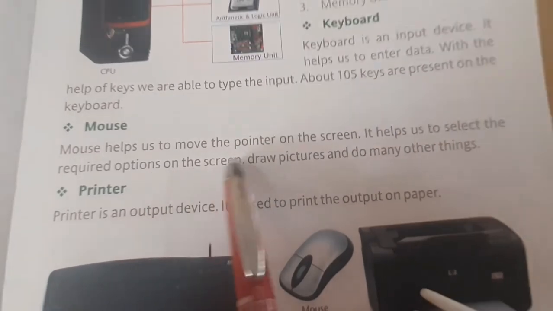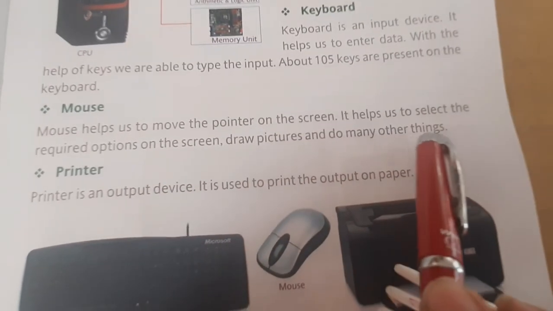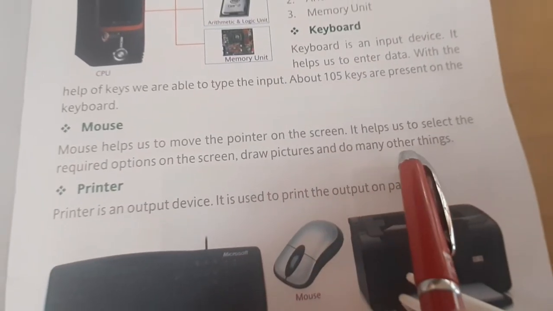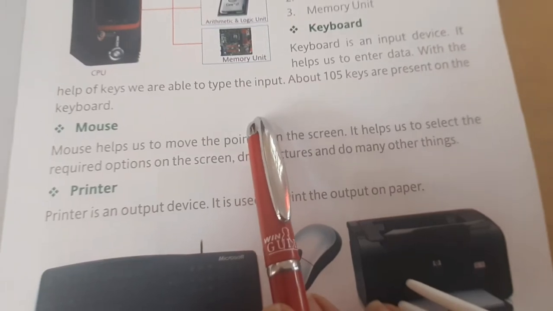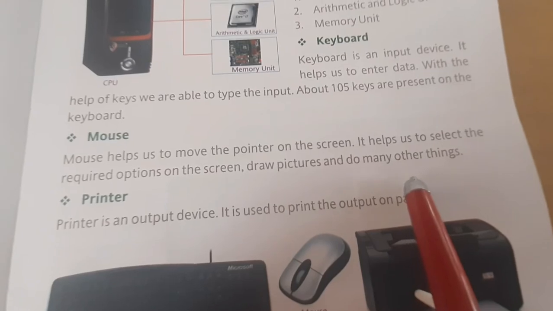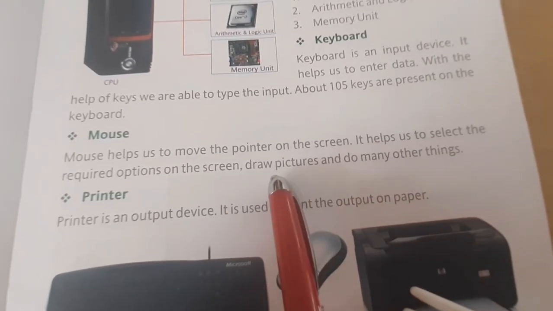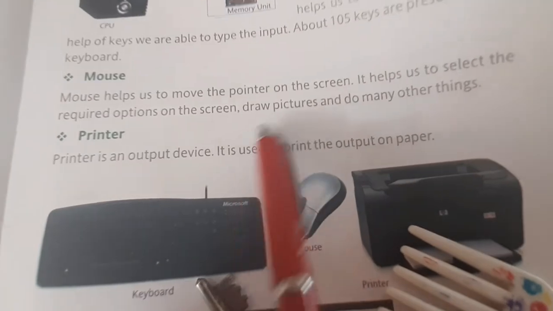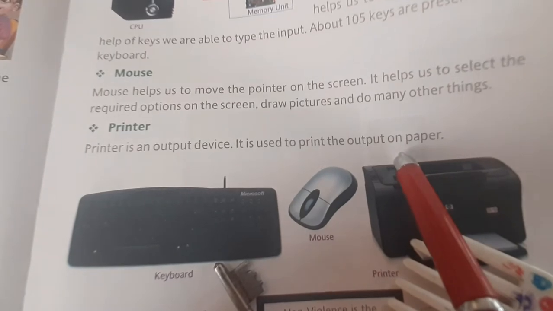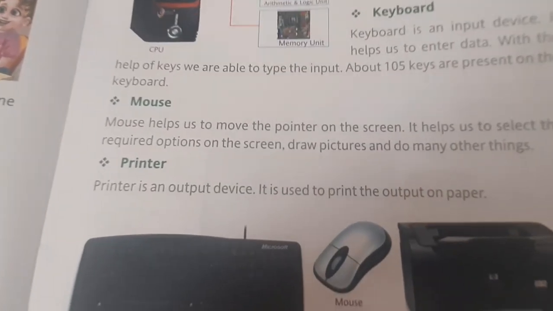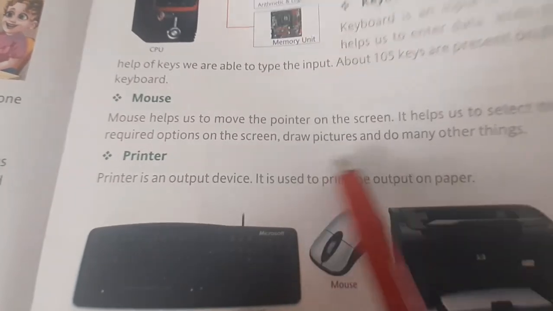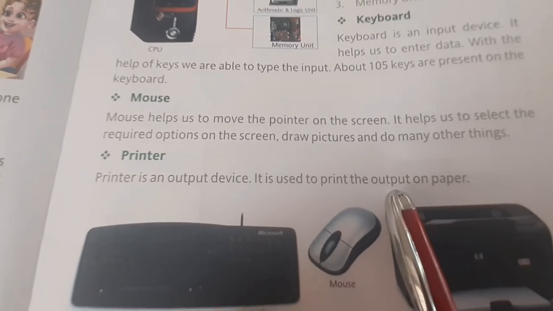Then mouse. Mouse helps us to move the pointer on the screen. It helps us to select the required options on the screen, draw pictures and do many other things. So about mouse also you have read in class 2. And lastly, printer. Printer is an output device. It is used to print the output on paper. Means it is used for getting the hard copy. Whatever that we see on the monitor, we can get it through printer after giving the command.